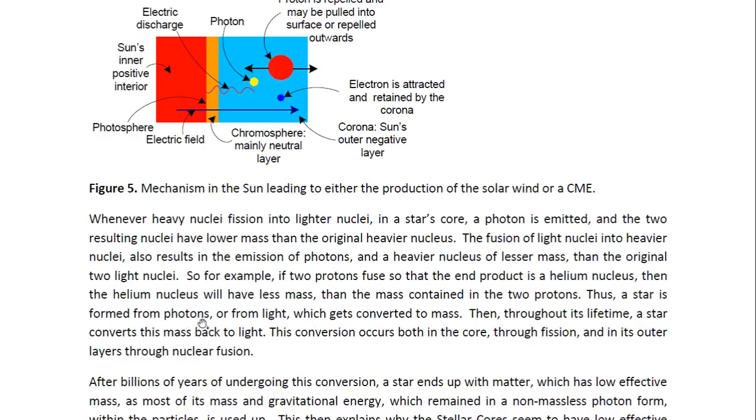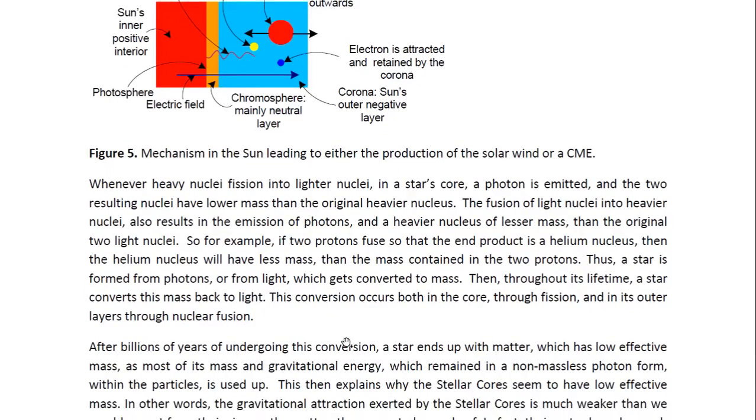Thus, a star is formed from photons, or from light emitted by the galactic nucleus, which gets converted to mass. Then throughout its lifetime, a star converts this mass back to light. This conversion occurs both in the core through fission and in its outer layers through nuclear fusion.